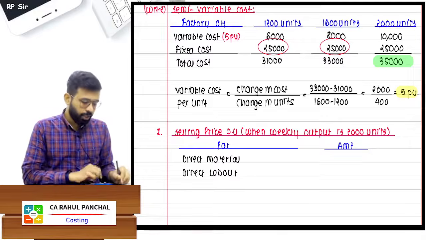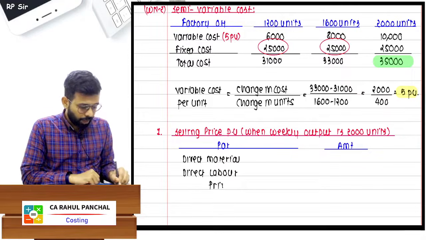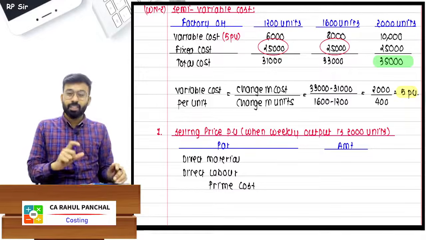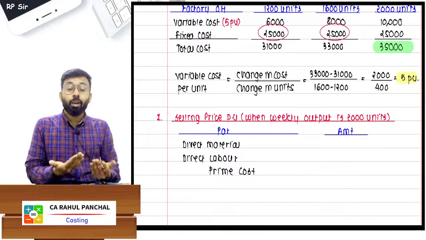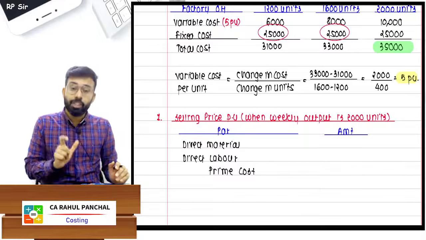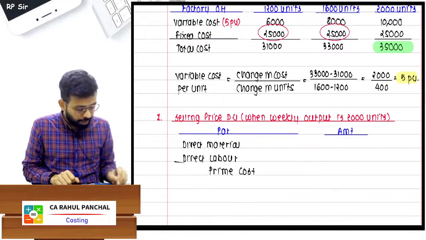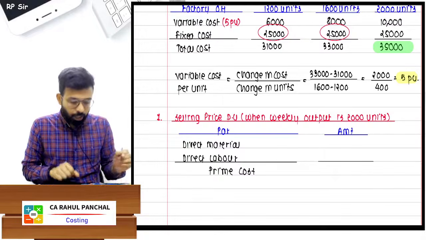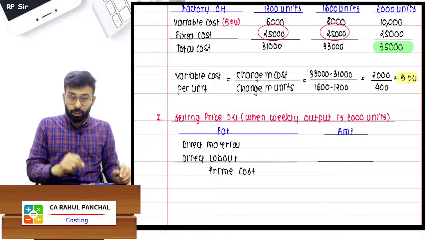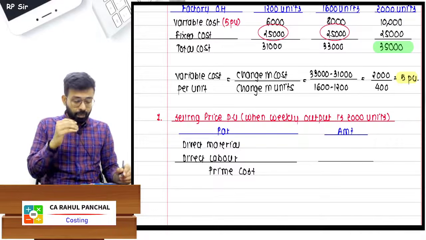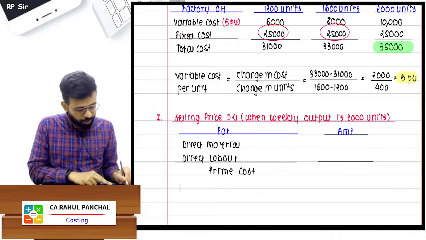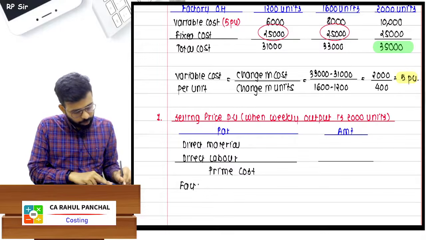Even if you do not show it, that is quite okay, because they are not asking for a full-fledged cost sheet here. They are just asking for the selling price and some data is given. In the earlier question, they were specifically asking for a cost sheet, so we had to make that entire cost sheet with bifurcation. Here, even if you do not write prime cost, even if you add all those three elements like material, labor and overheads, that is okay. But let's show that factory overhead.